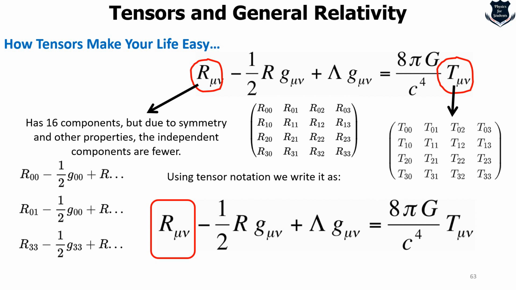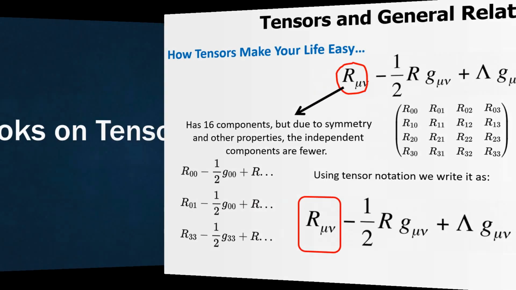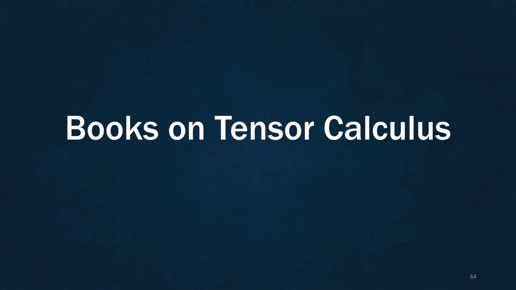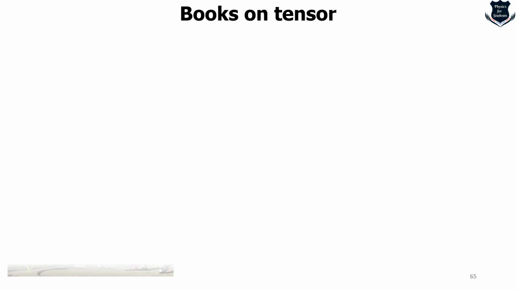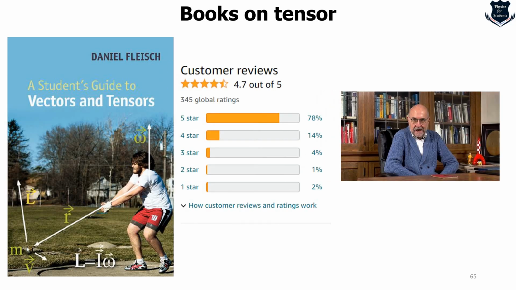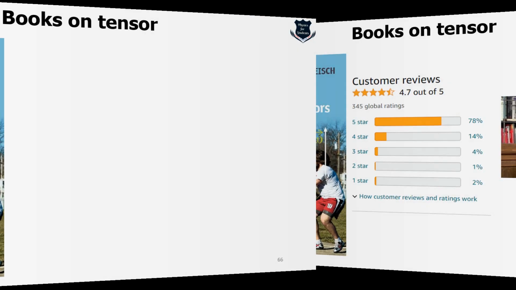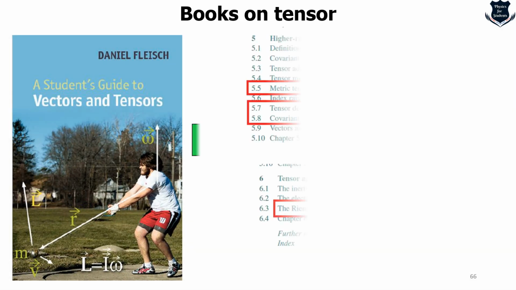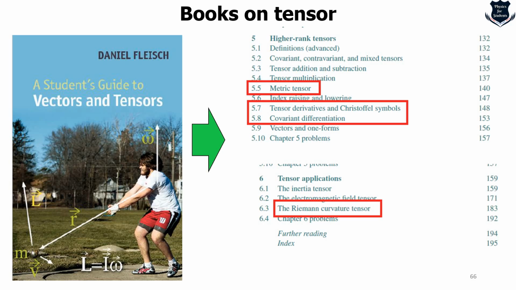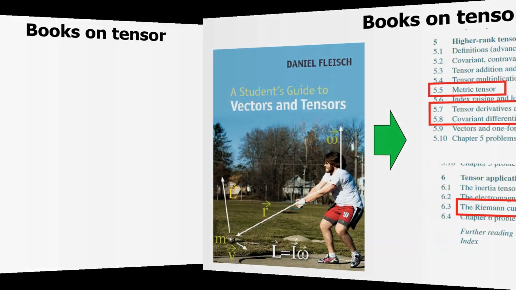Having understood all this, you might have a question: what books do you need to learn tensor calculus? The first and easiest book would be Daniel Fleisch, Vectors and Tensors. It is the easiest book. You can pick it up at any point of time and just start reading. This is the book about vectors and tensors, and you can see you are already learning a lot about the metric tensor and the Riemann curvature tensor. So you're learning general relativity.